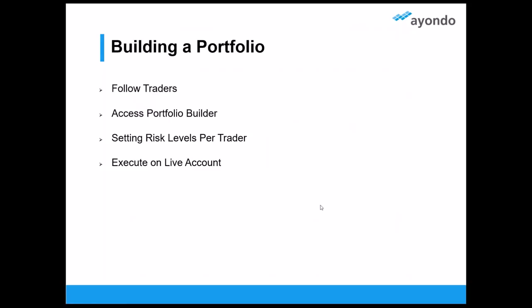So what's next? What do you want to do next? Let's say I want to follow Giuseppe. I want to start building a portfolio. So what I'm going to do now is follow the traders, access the portfolio builder on Aondo, set risk levels per trader, then execute on a live account.